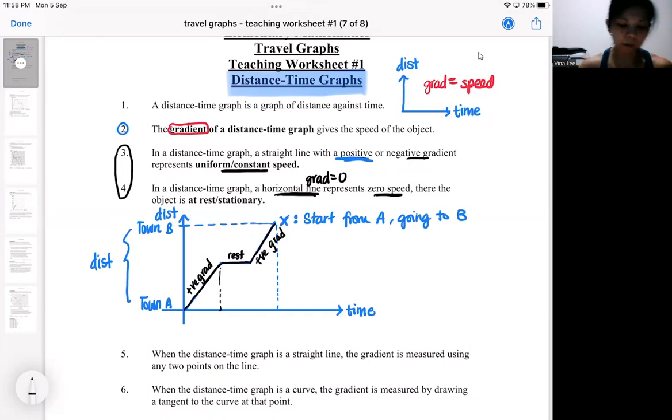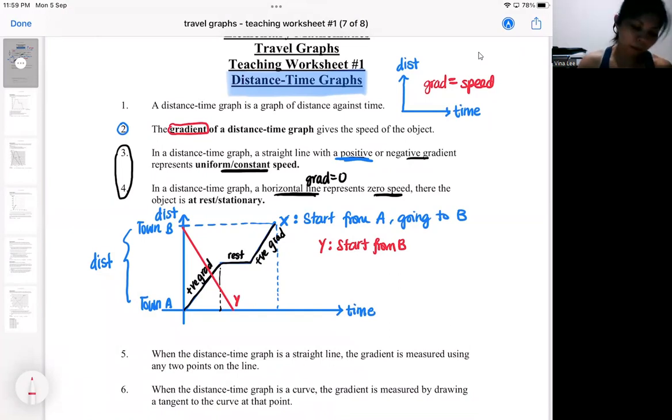So when do we get negative gradient? We get negative gradient, for example, if another person Y starts from town B and then goes directly to town A. So this is the person Y. You can see that this part is a negative gradient, because it is the opposite direction. For this person Y, you don't see any horizontal line, which means he doesn't take a rest.